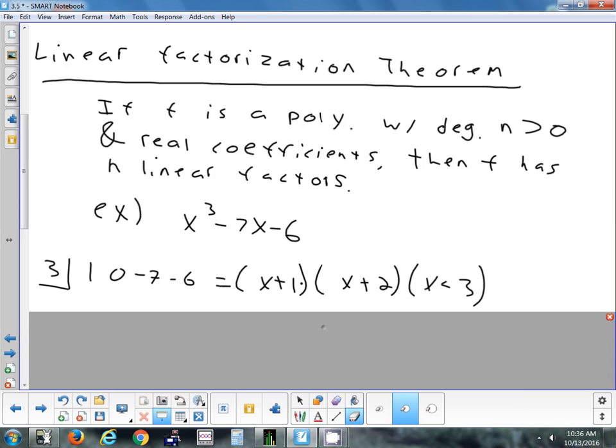Okay, now that only works if you have nice rational roots. I wouldn't give you something that has roots that are really hard, like decimals.